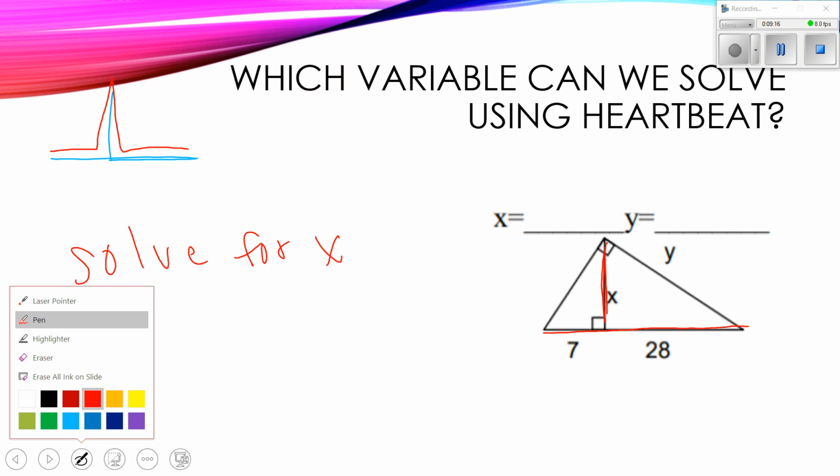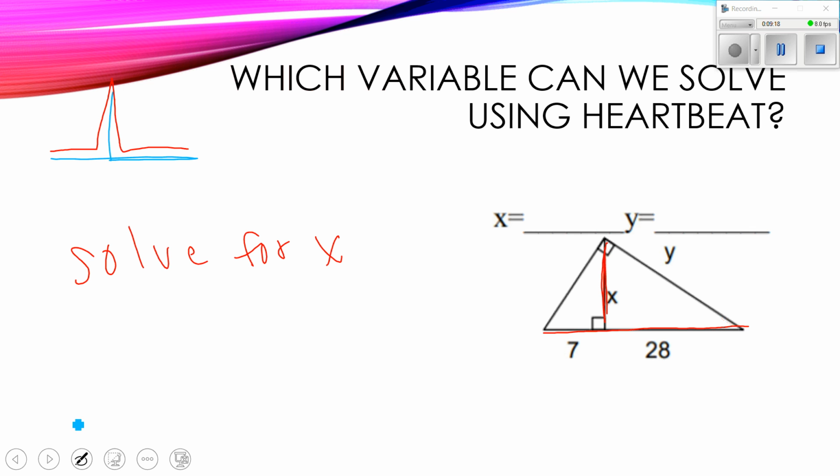But if you look over here, if I trace the altitude and then trace this side right here, I have a different shape. And we're going to go into that different shape tomorrow. Just know that there is going to be a second pattern we use.